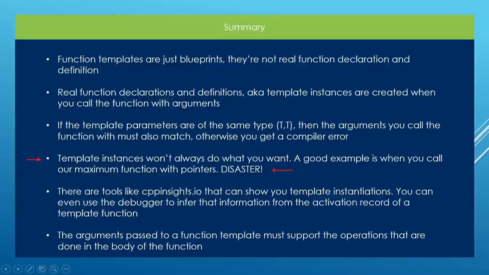We have seen that. And again, the arguments passed to a function template must support the operations that you are doing in your function template. We have seen an example of this by setting up a multiplication function template, and we saw that we had a compiler error if we tried to pass std string arguments because we can't multiply two strings.